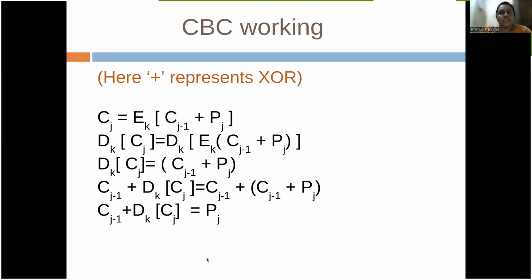Okay, now this is the proof for the CBC working. We saw already that a particular cipher CJ is equal to the encryption using key K of the previous cipher XOR the current plain text. So now, if on both sides we do decryption, we get the decryption of CJ is equal to decryption of encryption of CJ-1 XOR PJ. Decryption of the encryption means you will get CJ-1 XOR PJ.